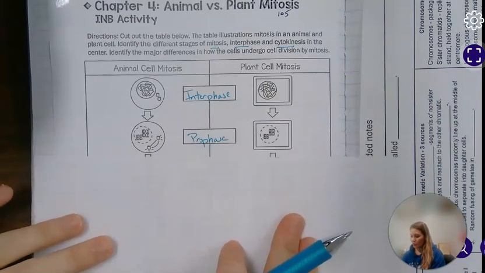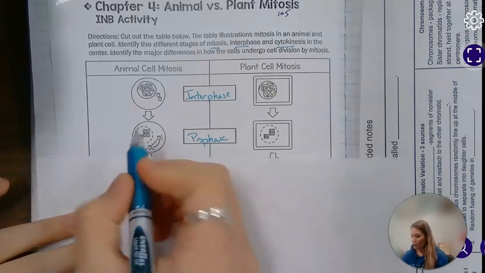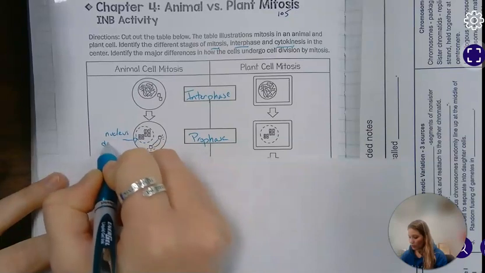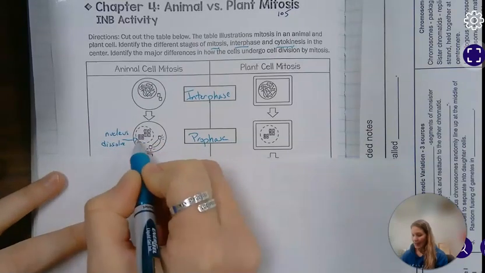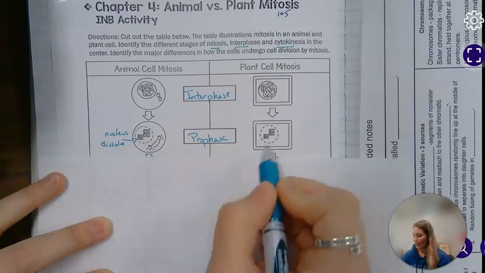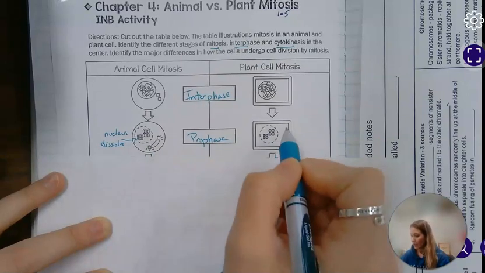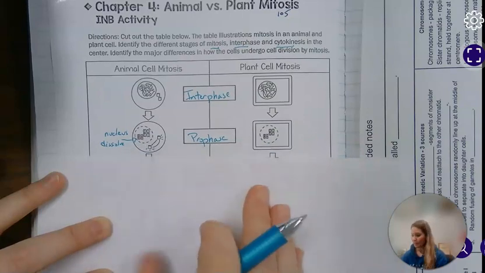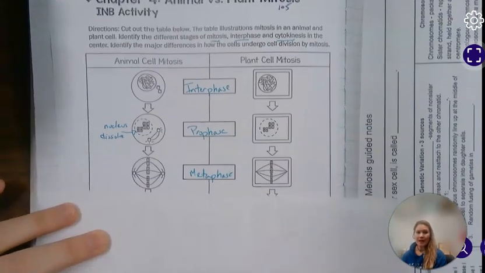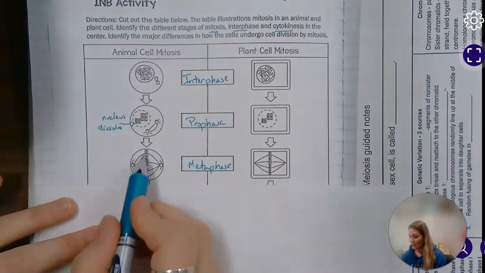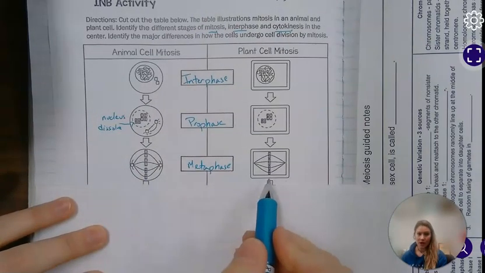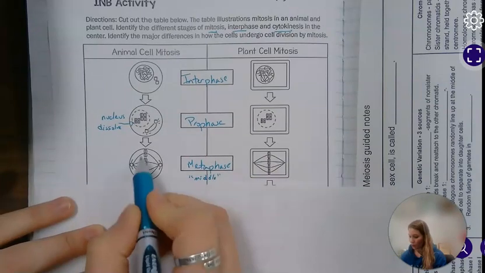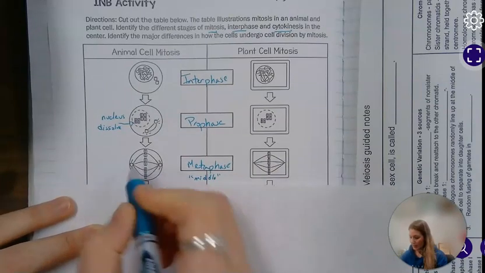After interphase, we have prophase. Prophase is where our nucleus will start to dissolve, and our chromosomes are now visible. The same thing for both the plant and the animal cell. Metaphase, our chromosomes have lined up in the middle of the cell. So metaphase, middle. Chromosomes are in the middle of the cell.